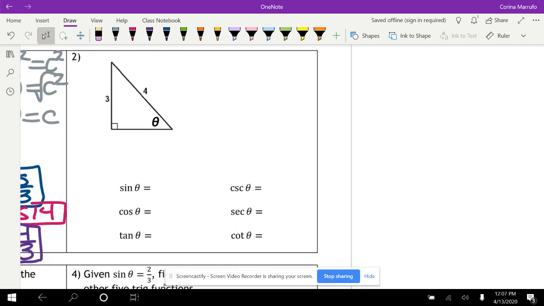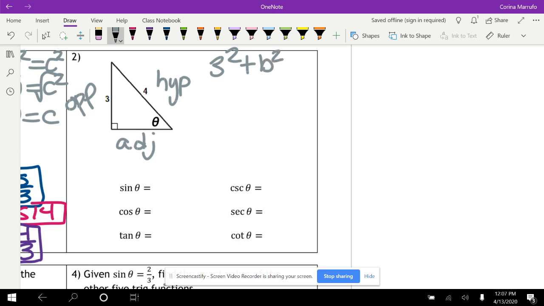So on this one, they give us theta. This is my opposite. This is my adjacent. I don't know what it is. And then our hypotenuse is the longest side, the side across the 90-degree angle. So we're going to have to find the adjacent side using a squared plus b squared equals c squared. So 4 is our hypotenuse. So we know that 3 squared gives us 9 plus b squared equals 4 squared, which is 16. We subtract the 9.